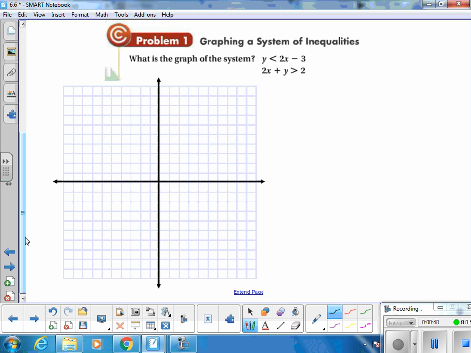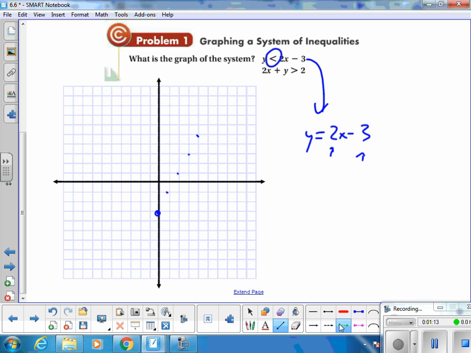So for this first inequality, I'm going to look at the equation so I can get my line. I've got my intercept at -3, and I've got my slope, rise 2, run 1. When I put my line in, I'm noticing that it is a less than sign, so I need to use a dotted line because the solution on this one is not on the line. It would be represented with an equal sign then.